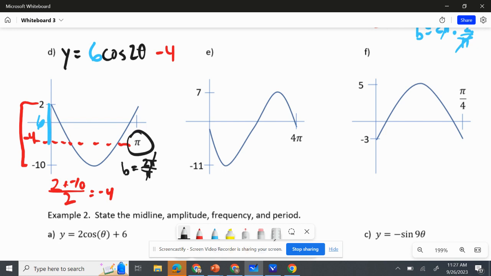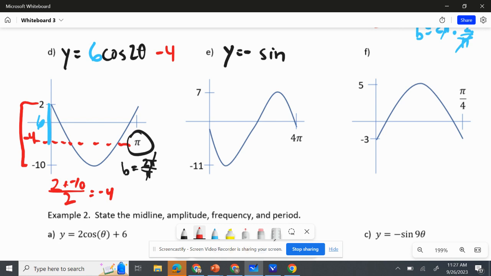Letter C, if I'm looking at this, I notice that it's starting in the middle. If it's starting in the middle, that means it's sine. So I go y equals sine, but notice that it's going in the opposite direction. Instead of it going up, it's going down. So I know it's a negative sine.